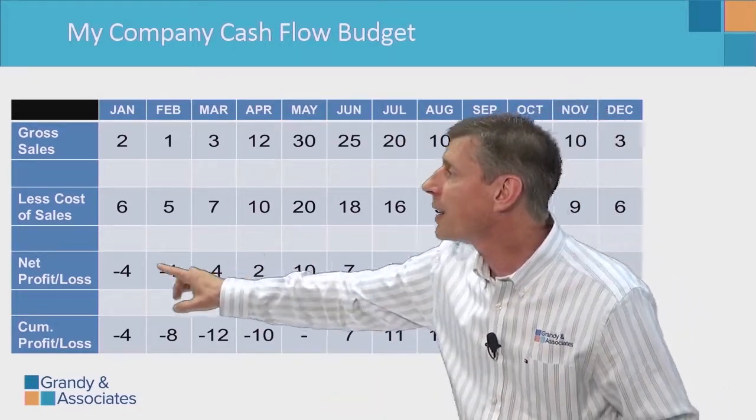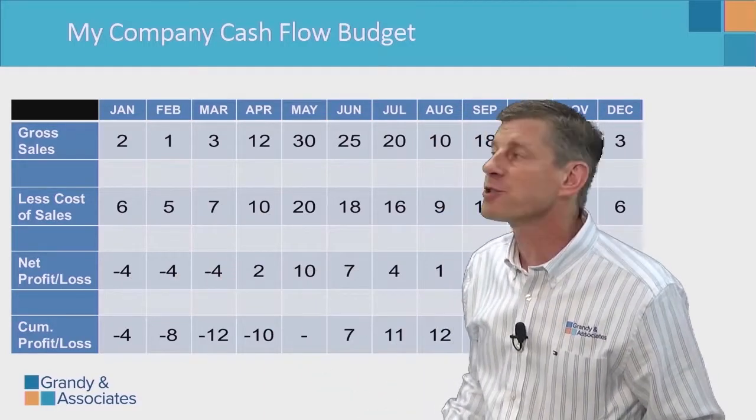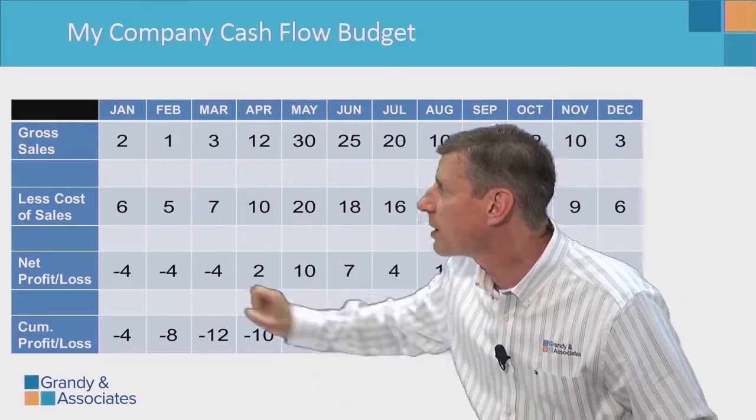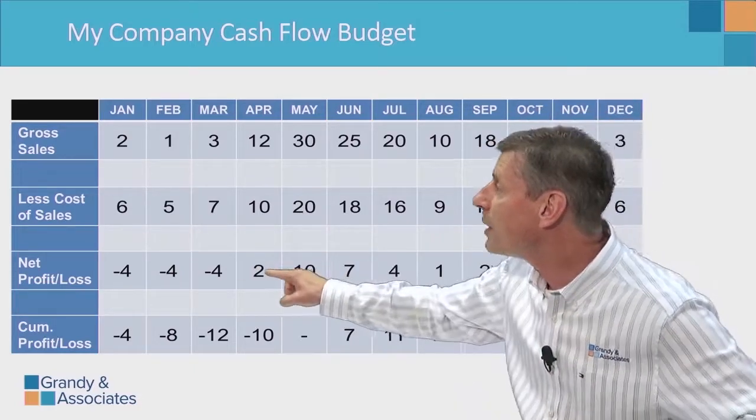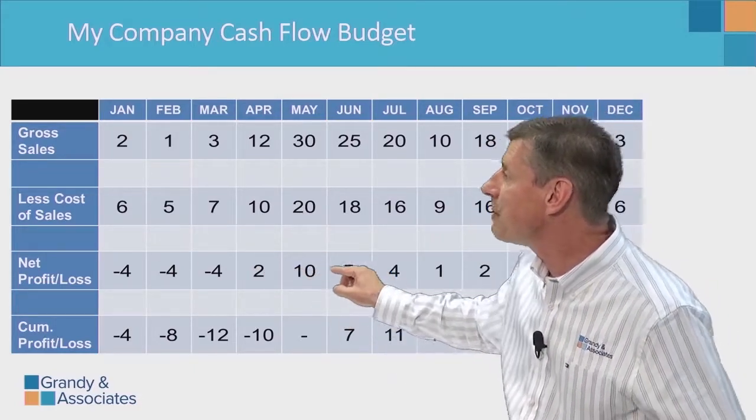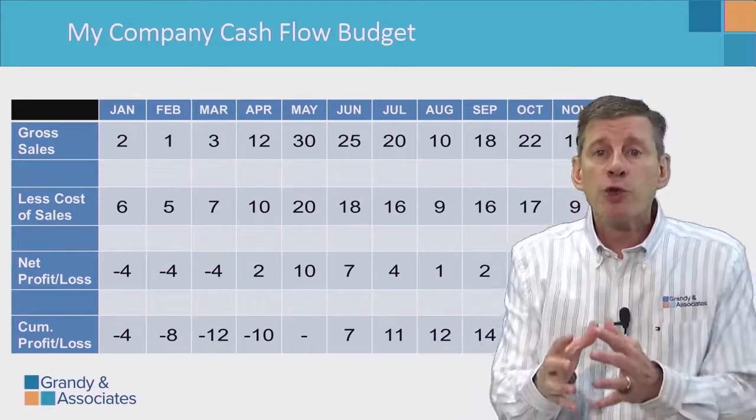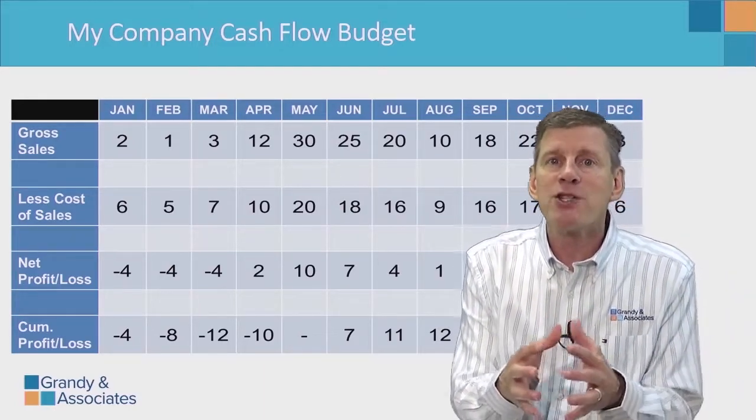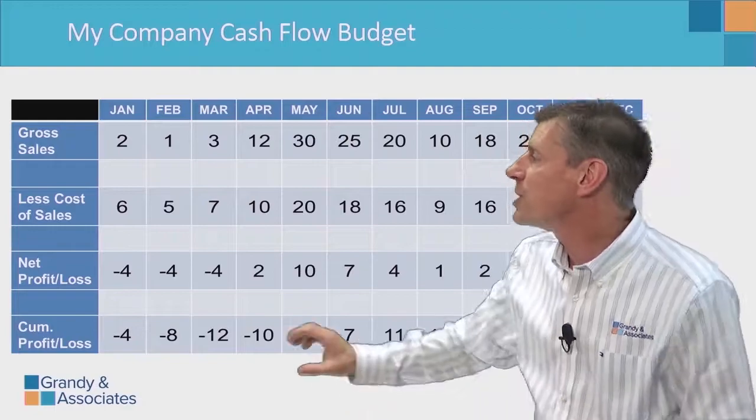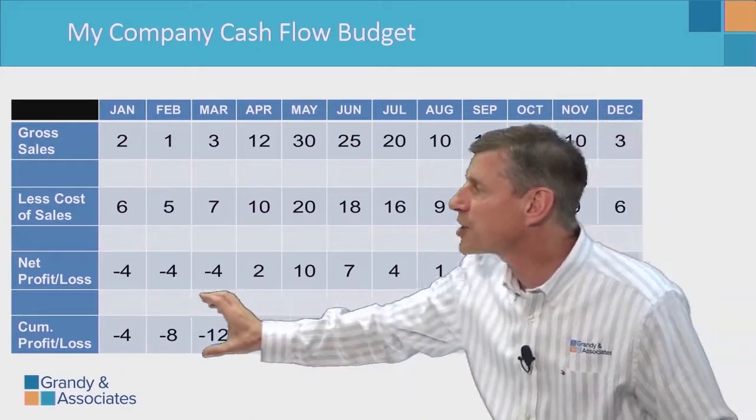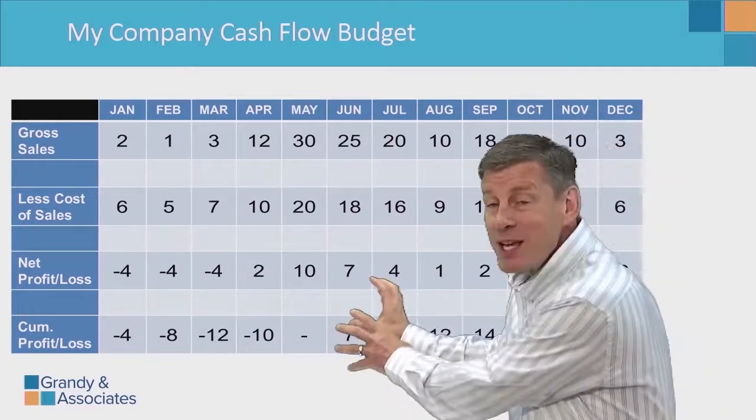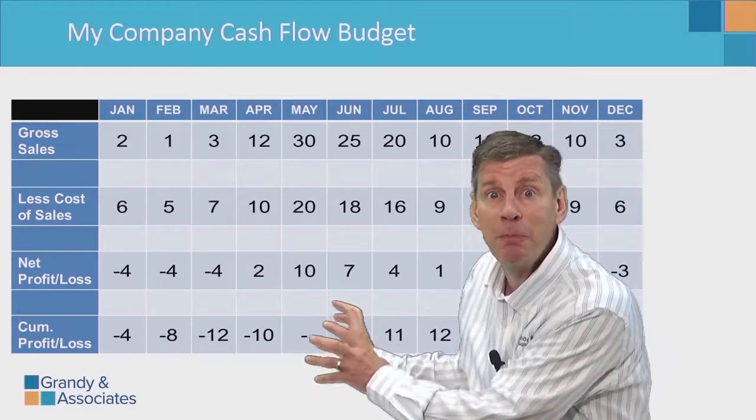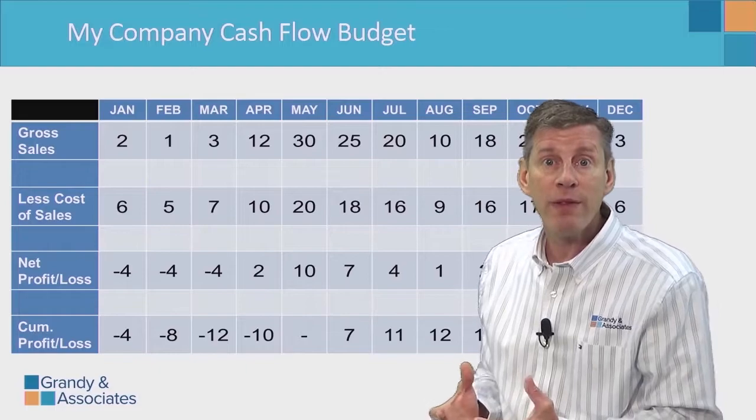So we start out in January, I can see we lost $4,000. In February, we lost another $4,000. In March, we lost another $4,000. Right? And then we made $2,000 and made $10,000 and made $7,000 throughout the rest of the year. So a properly put together cash flow budget needs to have this last line on here. It's the cumulative profit and loss for the year. It's basically, if you will, your checkbook balance for that point in the year.